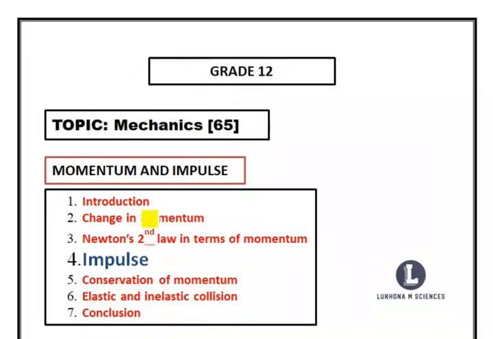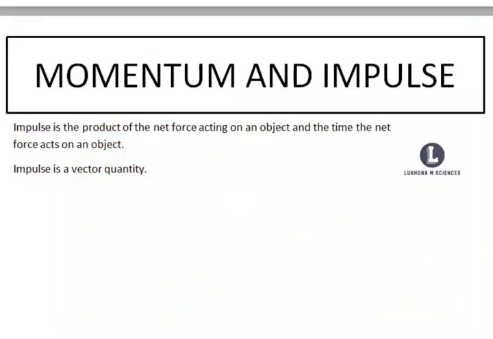Now we are on video number 4, that is an impulse. Impulse is the product of the net force acting on an object and the time the net force acts on an object. Impulse is also a vector quantity. So it's the product, which means we multiply the net force and the time, then we get the impulse.